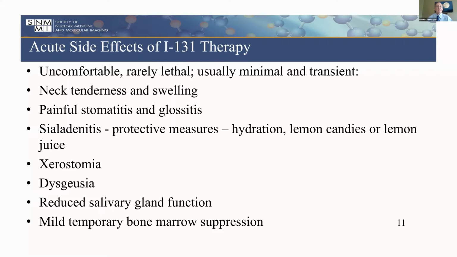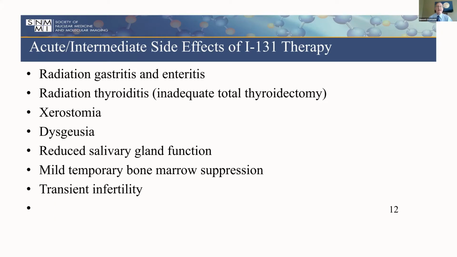Acute side effects include neck tenderness and swelling, painful stomatitis and glossitis, sialadenitis, and some protective measures include hydration and lemon candies or lemon juice, xerostomia, dysgeusia, reduced salivary gland function, which is usually self-limited, and mild temporary bone marrow suppression. Acute or intermediate side effects are the following: radiation gastritis and enteritis, radiation thyroiditis, which you will only see with inadequate total thyroidectomy, xerostomia, dysgeusia, reduced salivary gland function, mild temporary bone marrow suppression, and transient infertility.